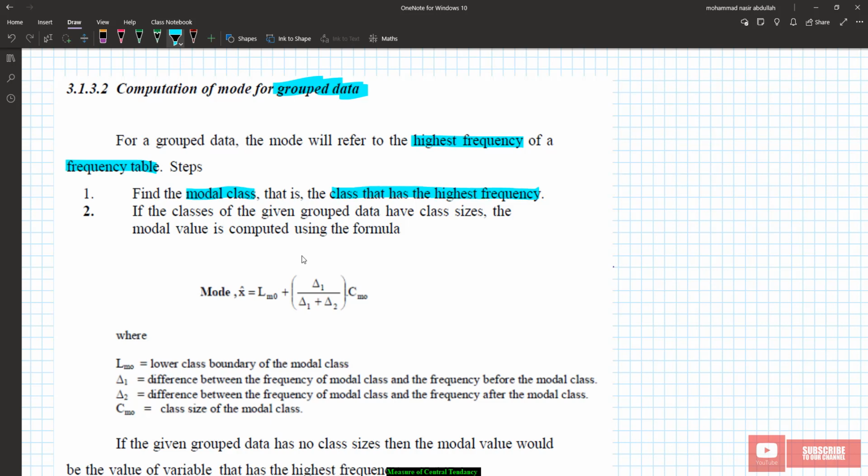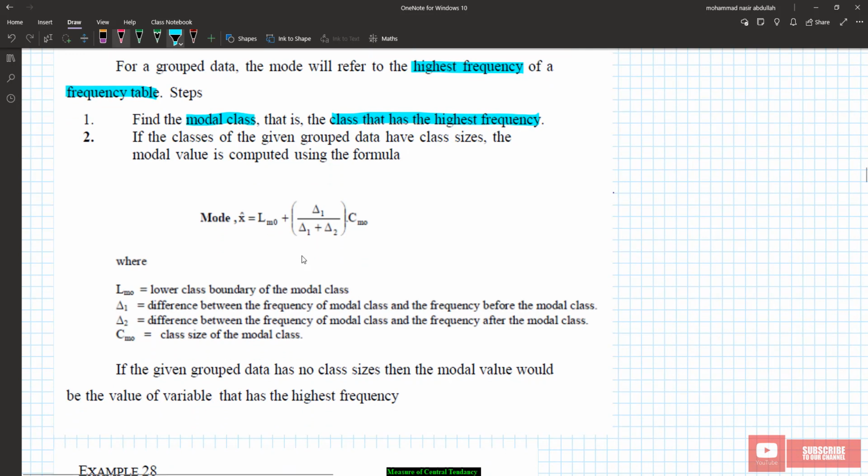The second step is, this is the second step. This is the third step. So the second step is, if the given grouped data has no class size, then the modal value would be the value of the variable that has the highest frequency. This is very straightforward.